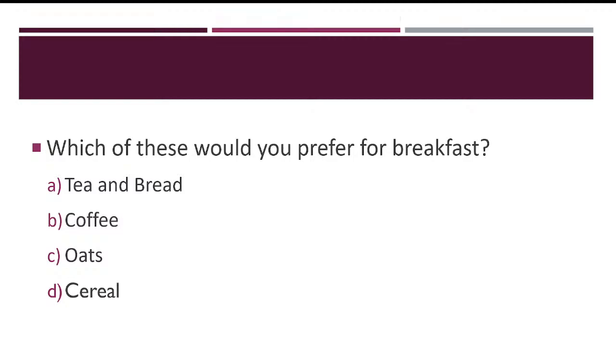Yes. Okay. The question is: which of these would you prefer for breakfast? Tea and bread, coffee, oats, cereal. I know these are kind of laughable in a sense, but, Caitlin? Yeah. It could be that tea and bread is a combined option and the other ones are just singular items. So maybe respondents are more likely to say tea and bread because that's more of a meal. You get a food, you get a drink, and it will skew the results.